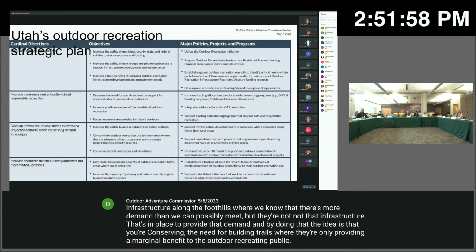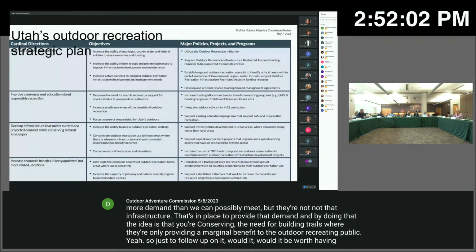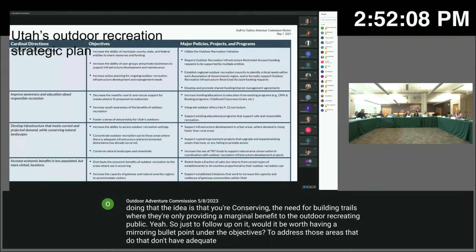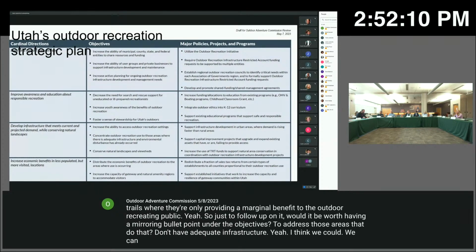Yeah. So just to follow up on it, would it be worth having a mirroring bullet point under the objectives to address those areas that don't have adequate infrastructure? Yeah, I think we can work on the wording for that one. Thank you.